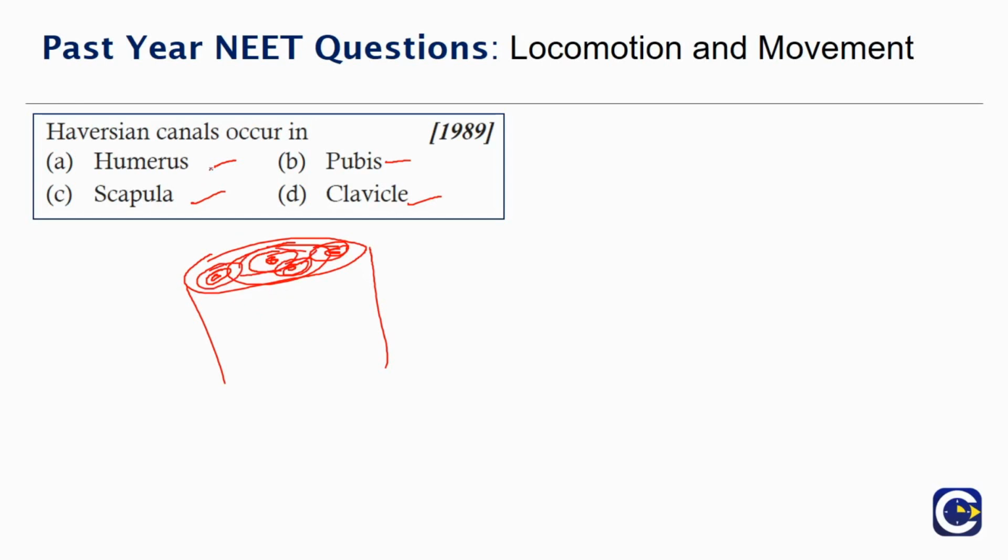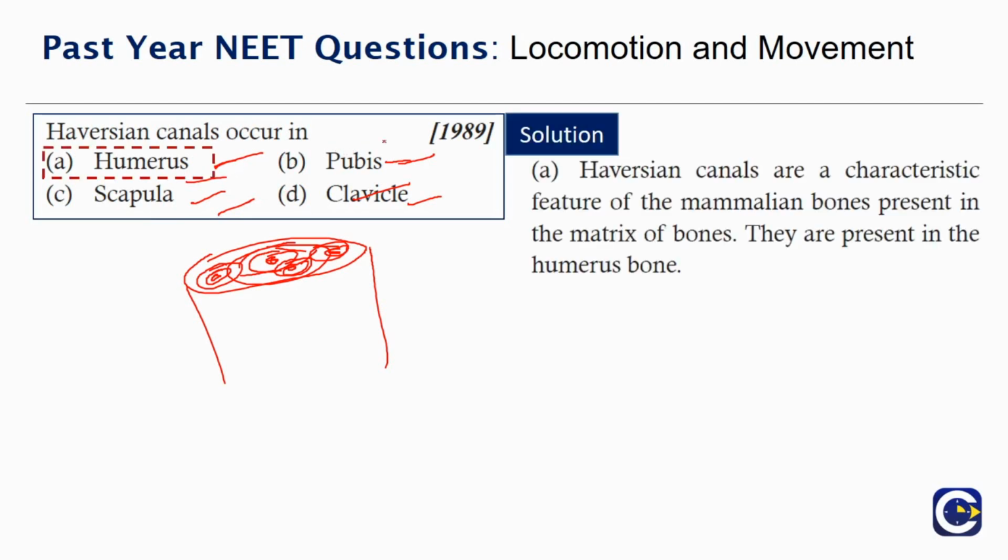So humerus is a long bone, whereas pubis is not, scapula is not, clavicle is not. So only in strong long bones there is presence of the whole Haversian system itself. So Haversian system is a part of Haversian canal. Haversian canal is a part of Haversian system. So the logical answer is it is present in humerus. It can also be present in tibia, fibula. So most long bones. So the answer is humerus.